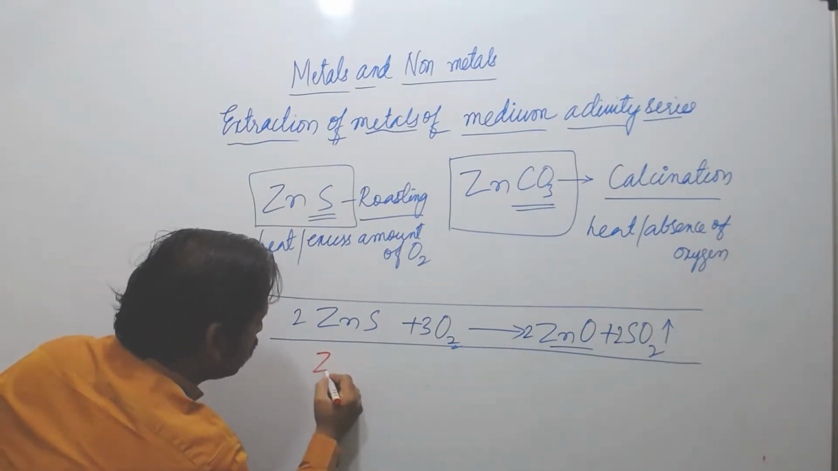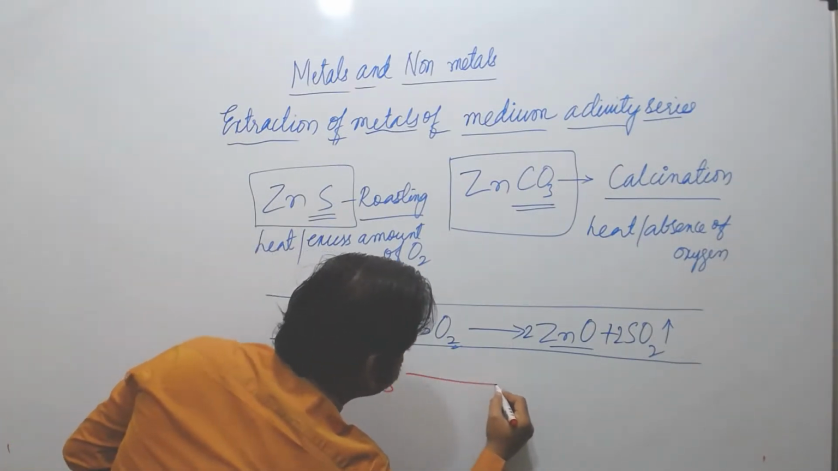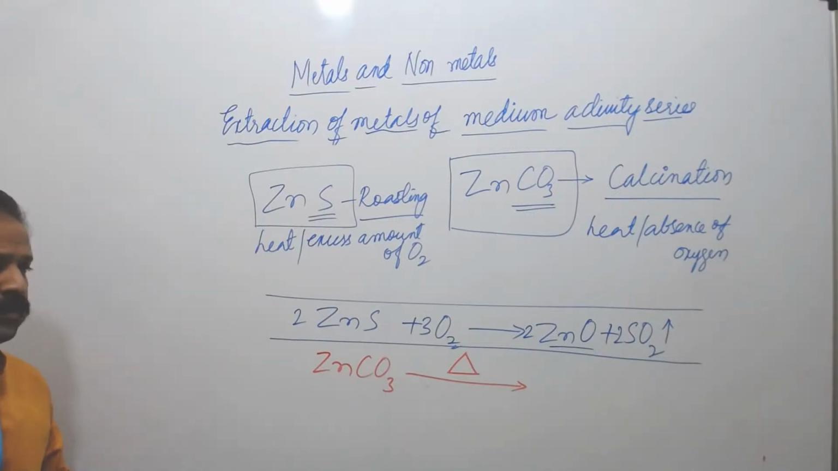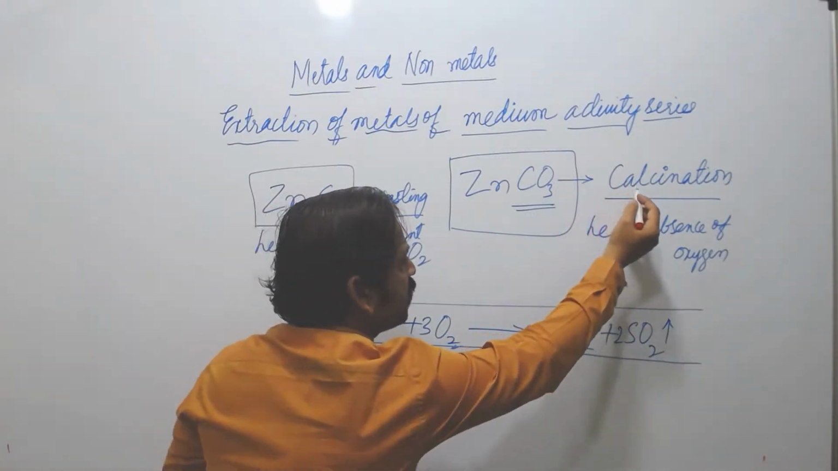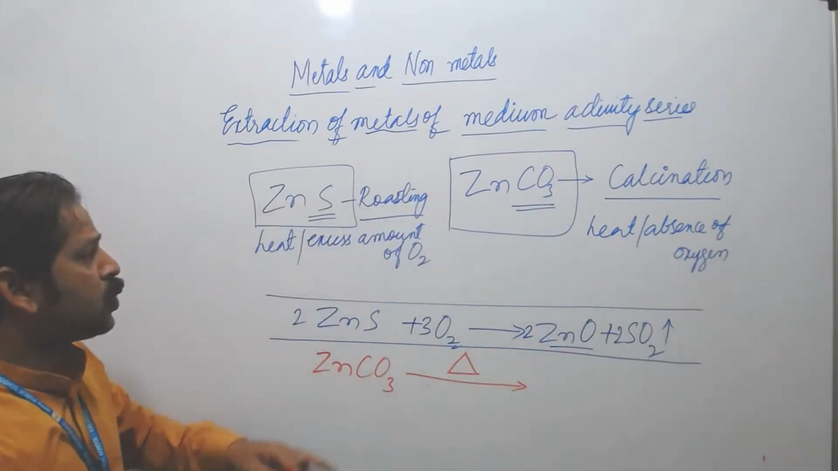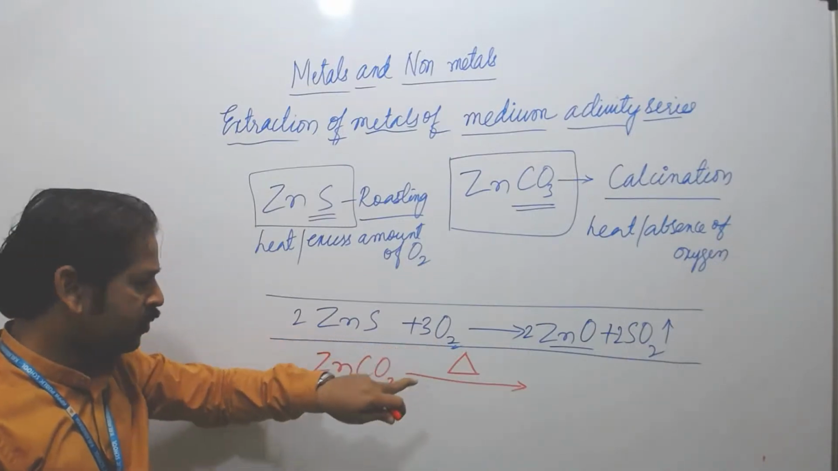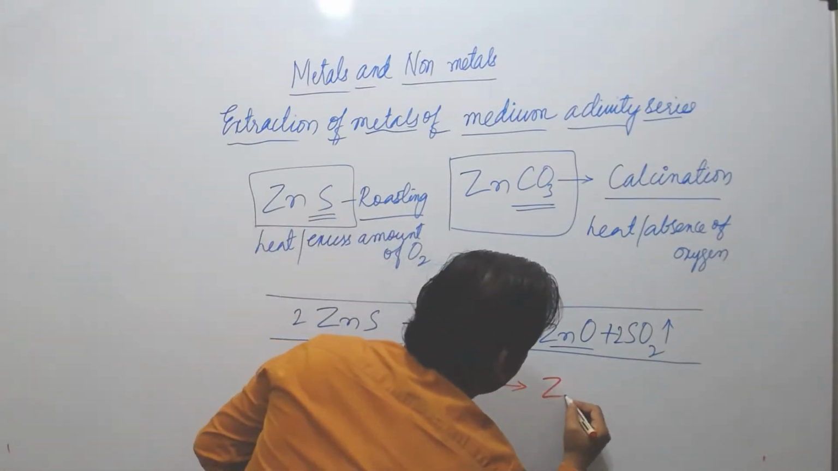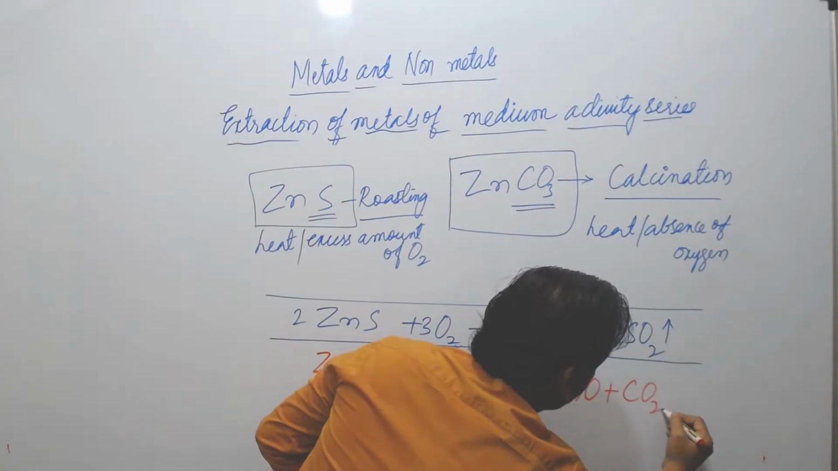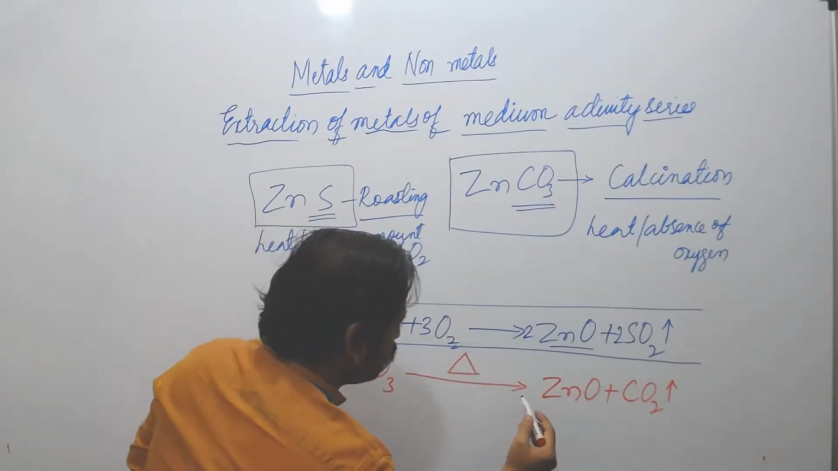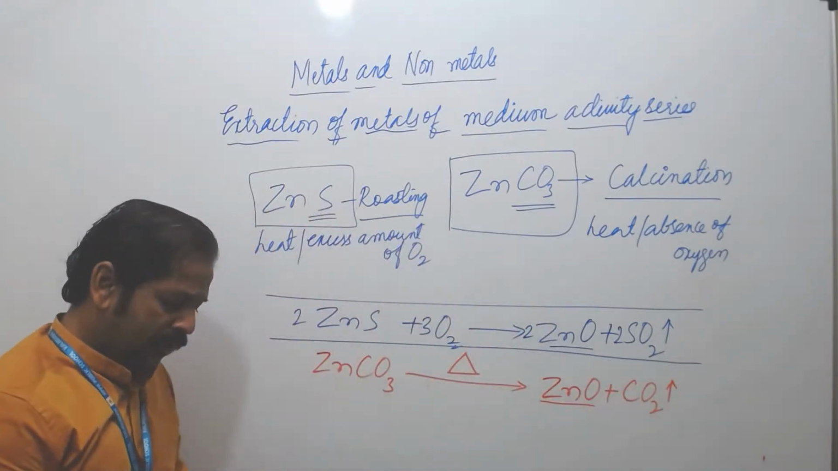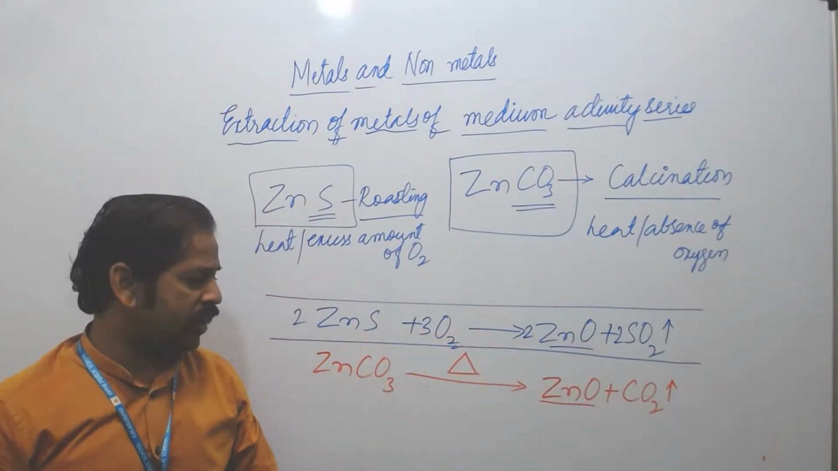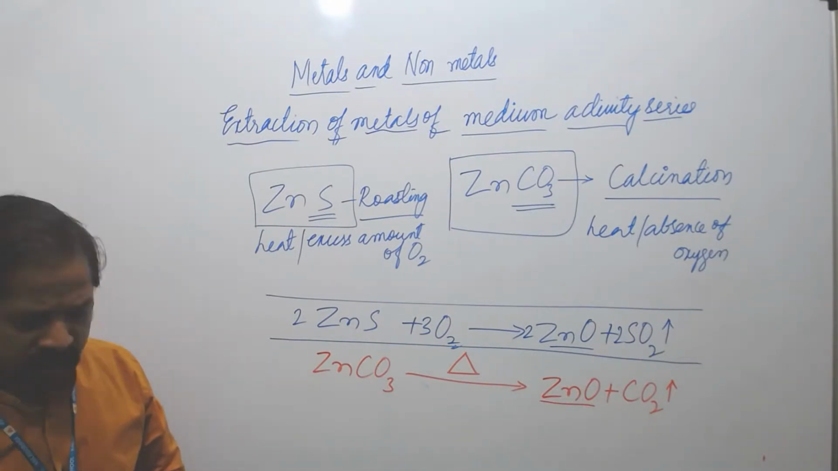Now we have to take it as zinc carbonate. If you heat directly, because carbonate is there, you have to go for the calcination, heating in absence of oxygen, whereas roasting was in the presence of excess oxygen. So zinc carbonate, heated in the absence of oxygen, gives zinc oxide and carbon dioxide. See here, zinc oxide is available once again. Both are zinc oxide only.